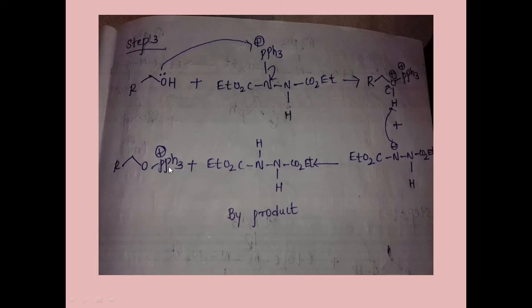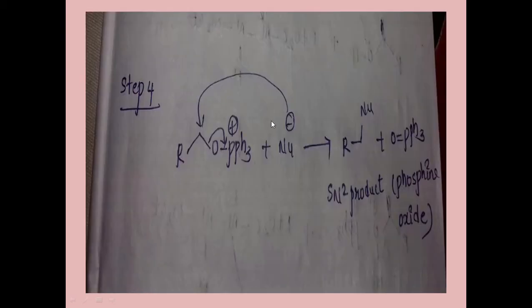Now OPPh3 is a better leaving group. Now what we will do, the nucleophile will attack from the back side and this bond will shift here. We will get a better product and a better leaving group, that is O double bond PPh3, which is phosphine oxide. This is an SN2 product.